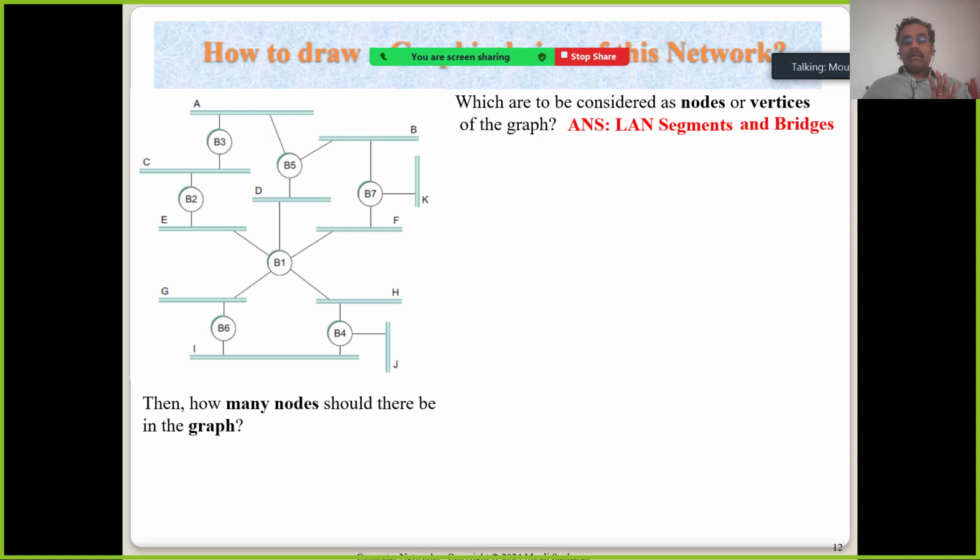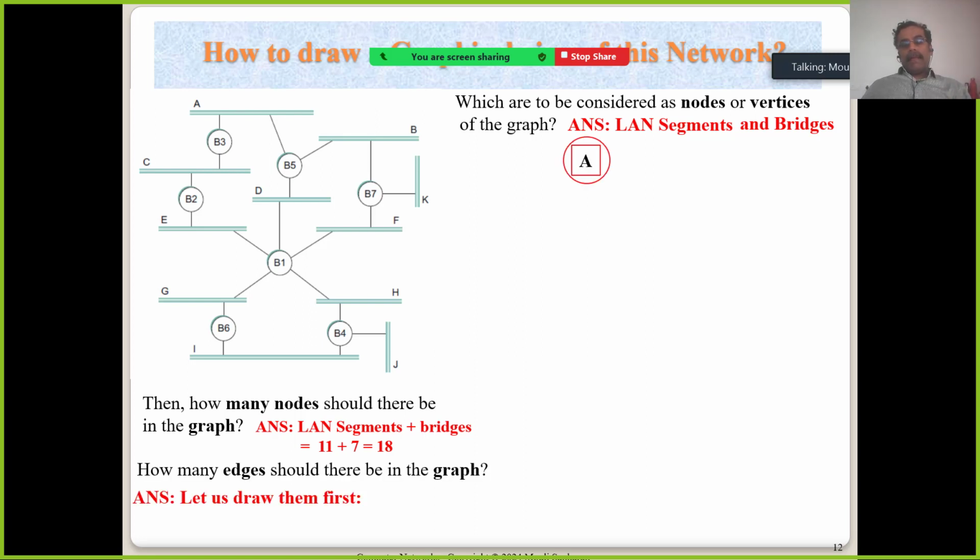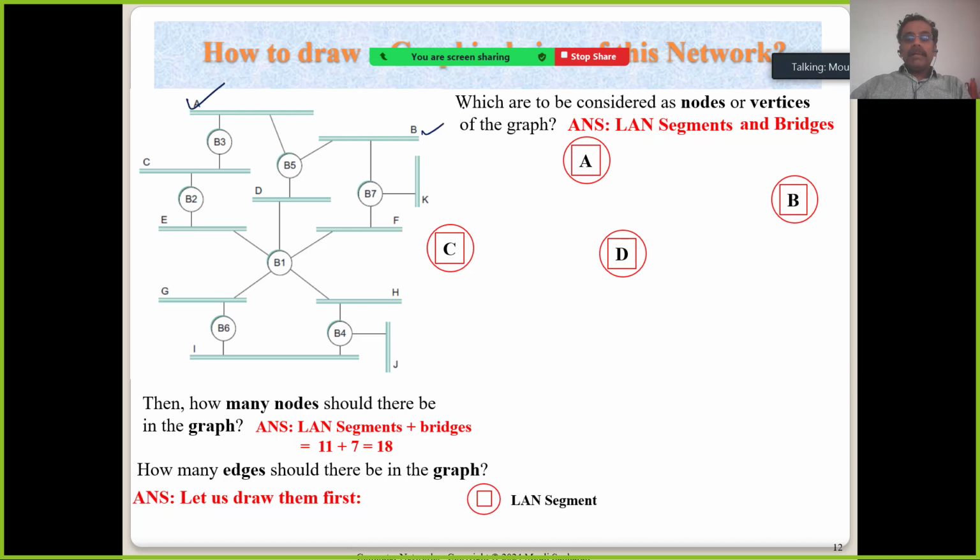So we need to consider both LAN segments and bridges as nodes. How many will be there in our graph? 18. 11 LAN segments and 7 bridges, so 18 nodes in our complete tree. We will make it a spanning tree later on. Now what is the convention? Let us show a LAN segment as a square and a bridge as a circle. I will put all the LAN segments now: A, B, and so on. D is here, so I am placing them in alphabetical order.